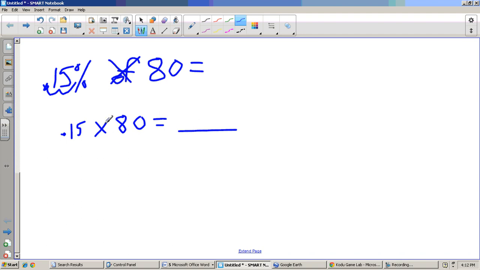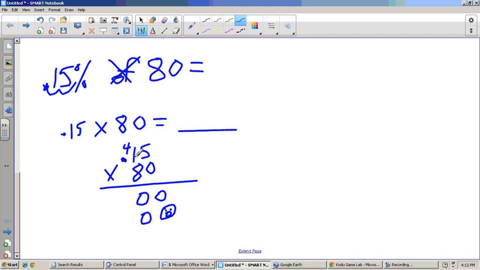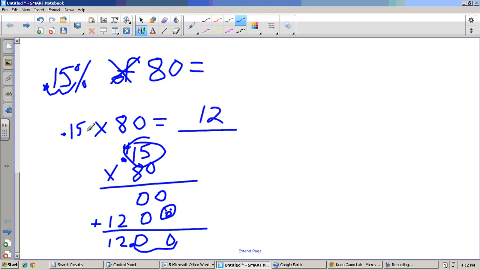Okay, I have to change this multiplication sentence because I can't do it this way. So 0.15 times 80 equals 0 times 5 is 0. 0 times 1 is 0. Mr. Surprise Face. 8 times 5 is 40. 8 times 1 is 8. Plus 4 is 12. Add them up. 0, 0, 1, 2. My decimal point goes 2 spots over because I have 2 decimal places in my problem. My answer is 12. So 15% of 80 is 12.